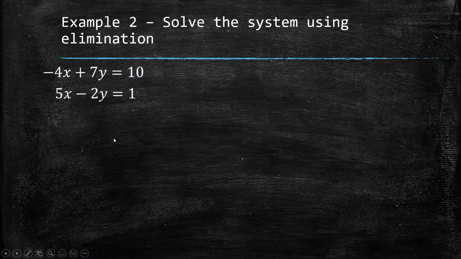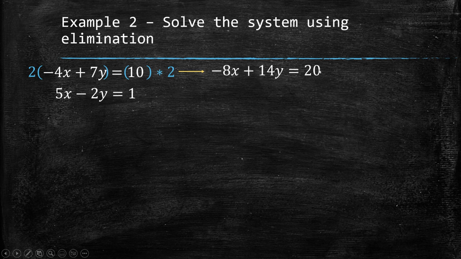Okay, let's take a look at the next one. The next one, I have negative 4x plus 7y is equal to 10, and 5x minus 2y is equal to 1. There's a couple different ways we could do this. The way I chose to do it is to multiply the top equation by 2. 2 times negative 4x is negative 8x, and 2 times 7y is 14y, and 10 times 2 is 20. Okay, so hopefully we can see what I'm starting to do here, which variable I'm going to eliminate. I'm going to multiply the bottom one by a positive 7. 7 times 5x is 35x. 7 times negative 2y is negative 14y. And 1 times 7, of course, is just 7.